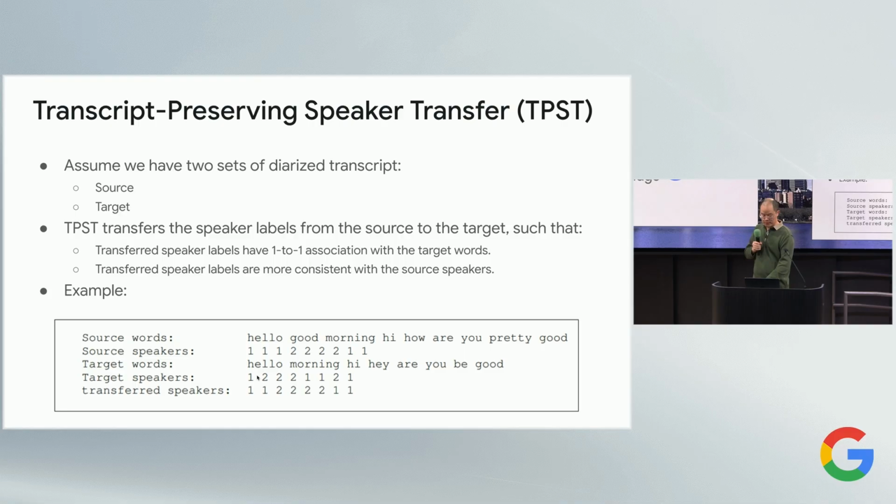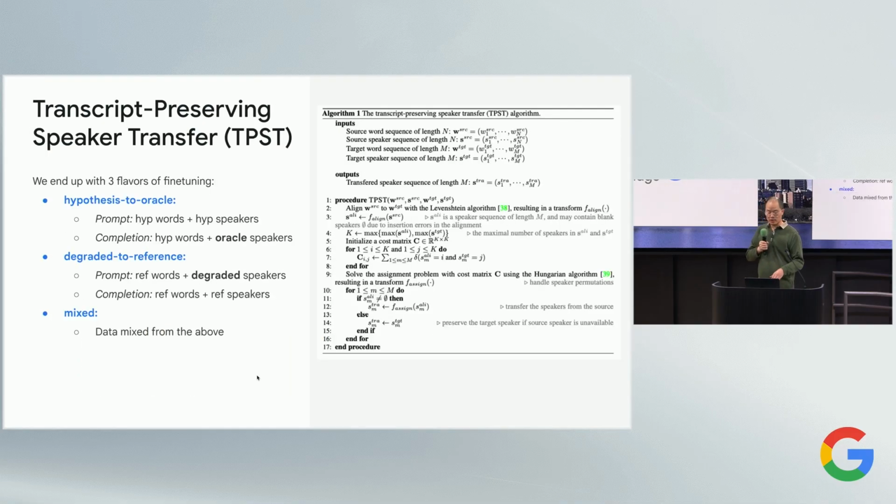So with this TPST algorithm, we can build our prompt and completion pairs for the LLM training. There are three flavors to do this. The first flavor is called hypothesis to oracle. That means the words are always from the hypothesis, both in the prompt and completion. The prompt is simply the hypothesis, but for the completion, we have to transfer the speakers from the reference.